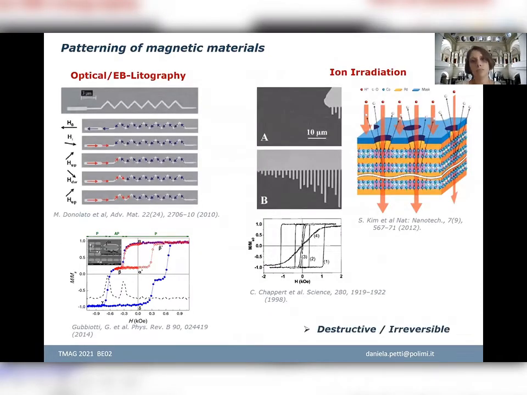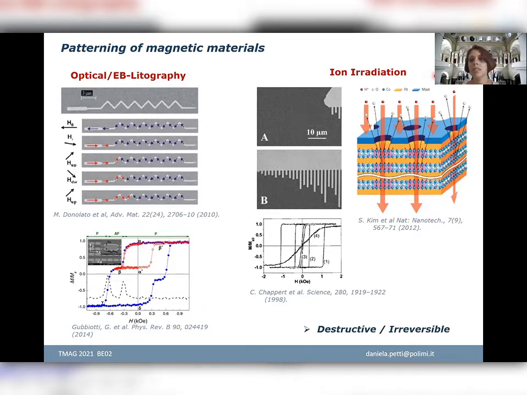So far, the patterning of magnetic material has relied on two main techniques. One is optical or e-beam lithography, and the other is ion irradiation. In optical or e-beam lithography, the material is shaped at the nano or micrometer scale by adding or removing material. In this way, by exploiting shape anisotropy, it is possible to control the magnetization direction or the anisotropy, as in this nice zigzag figure on the top left, or in this dot in the bottom left of the slide.